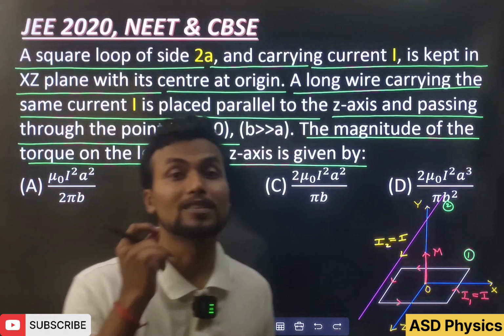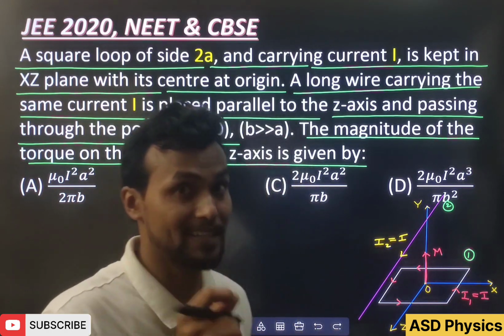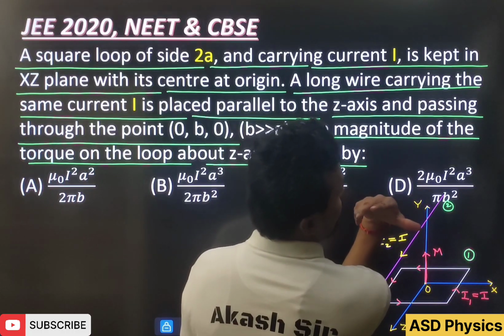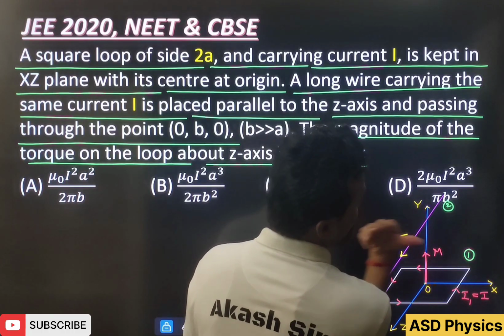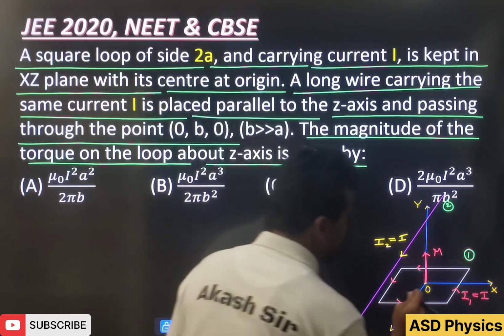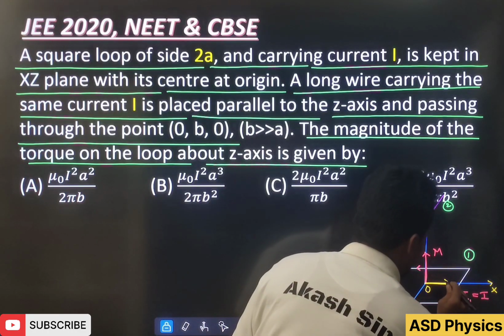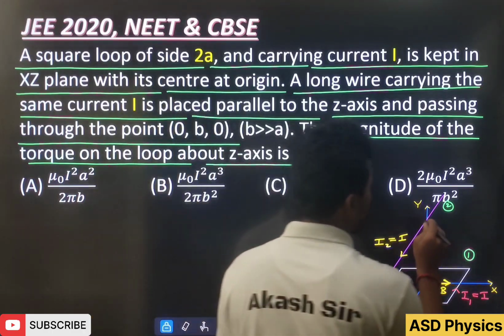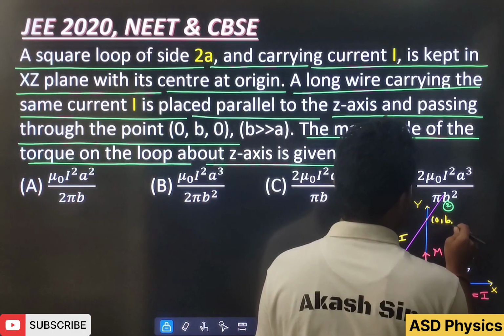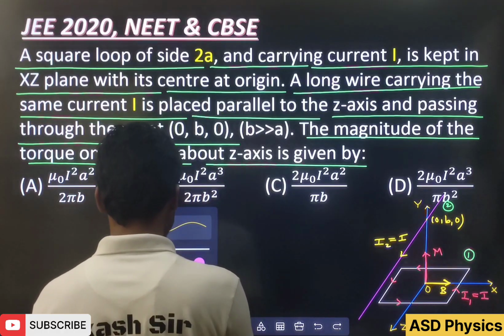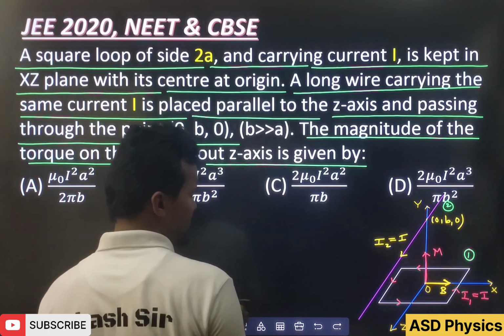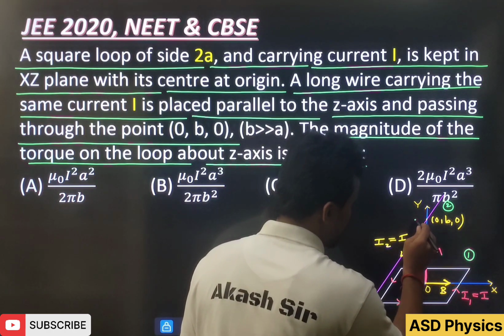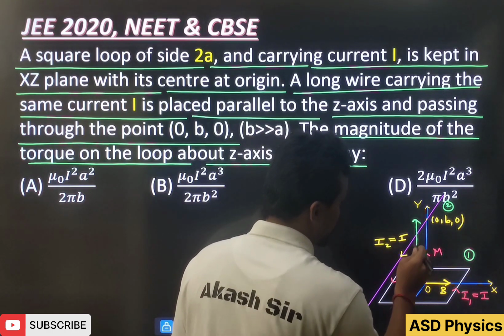Here you should know the formula for the magnetic field of an infinite wire. The z-axis is like this. Put all your fingers along the current, palm towards the observation point O, and the thumb is going this side. That means the magnetic field of the wire will be along the x-axis. See the coordinates here: (0, b, 0). The meaning is the distance they are telling. This perpendicular distance is b, not this other distance.